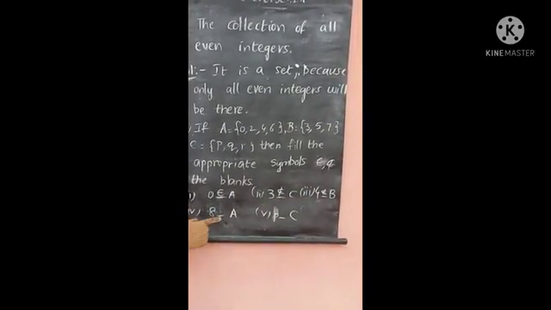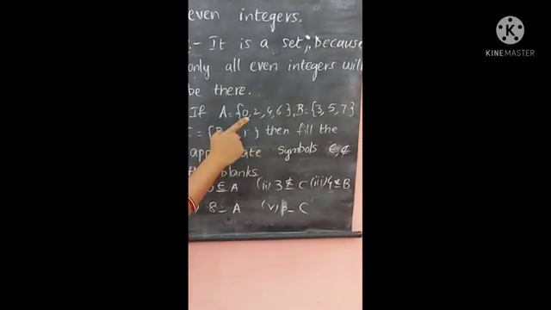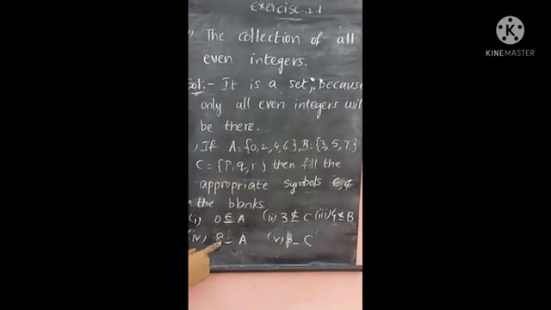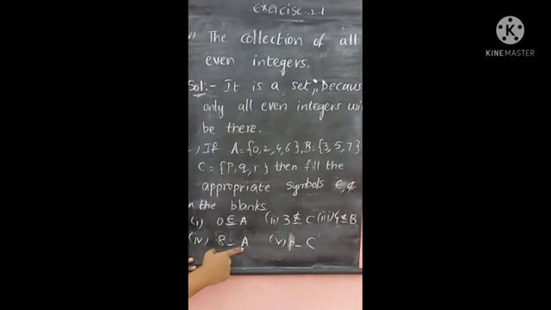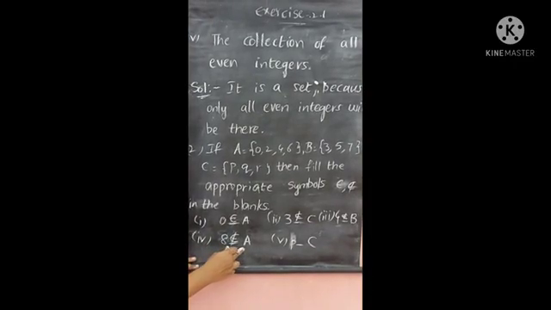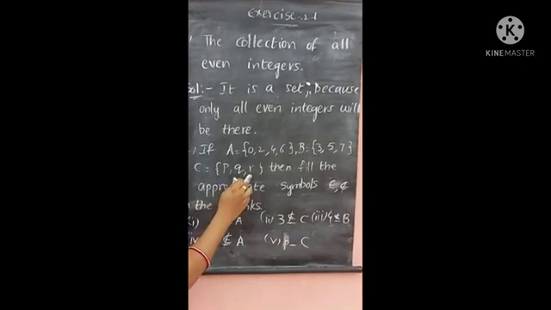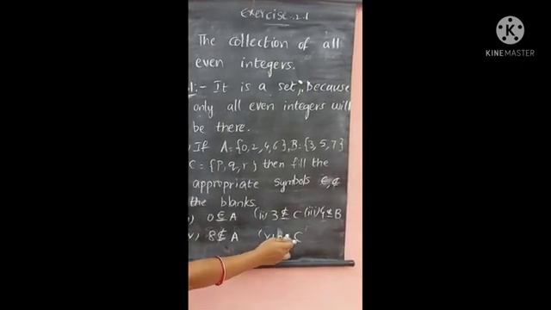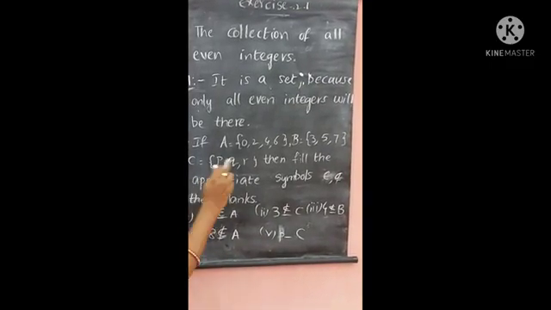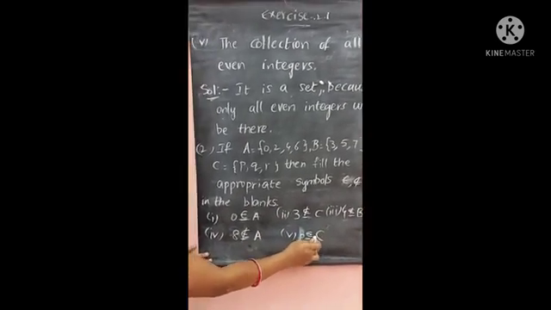See the fourth one. 8 dash A. Is 8 the element of the set or not? See the elements in the set A. Only 0, 2, 4, 6 are there. 8 is not there. So 8 is not the element of the set A, so we have to use the does not belong to symbol. 8 does not belong to A. Next, see the set C. Only P, Q, R are the elements. Here P dash C means P is the element of the set C. So we have to use which symbol? Belongs to. So P belongs to C means P is the element of the set C.